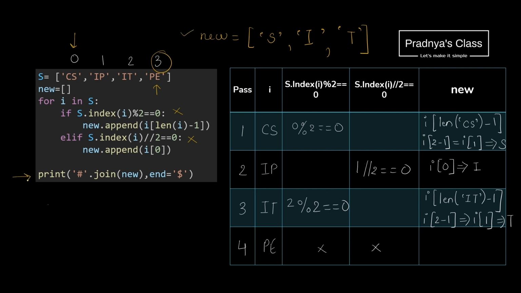Alright, now the print statement will get executed. Using the join function, we are joining the hash symbol to the elements of the list. It means after S we will get hash, after I we will get hash, and after T also we will get hash. And at the end we need to append this dollar symbol. Ultimately, here is the output. Let me show the final string. In this way, we solved this question and got the output. Hope you understood this concept.